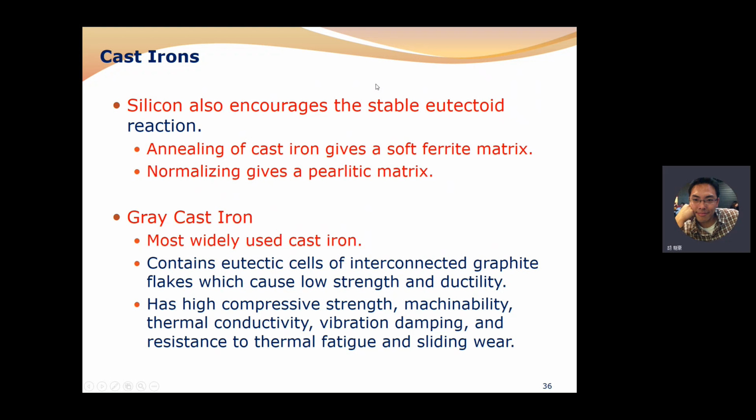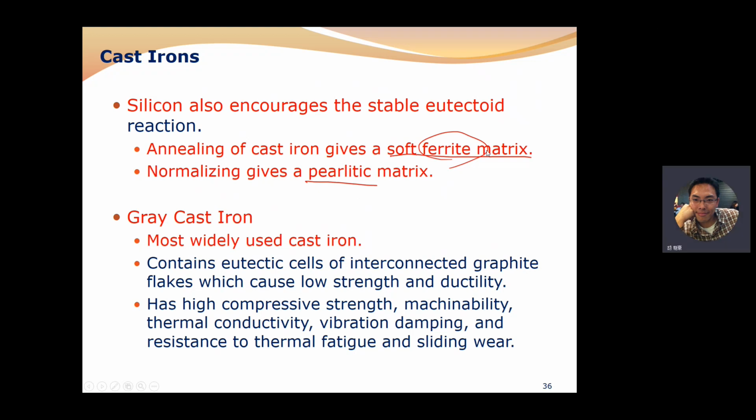So which one will produce a higher hardness? Of course, normalizing, right? Because for annealing of a cast iron, we get a softer ferrite. You have to remember that ferrite is always soft. And the normalizing process gives a pearlite structure and ferrite.